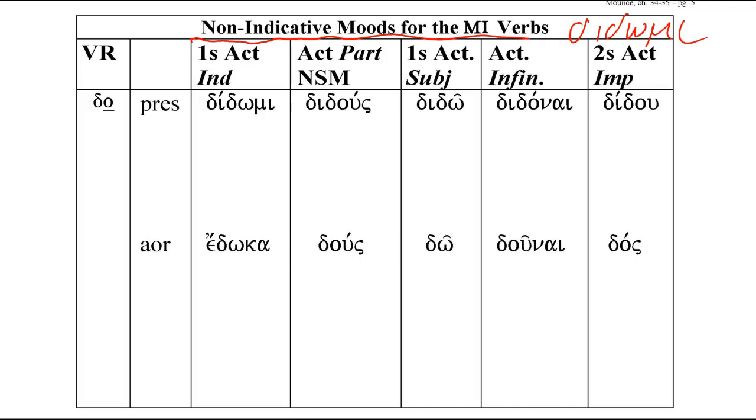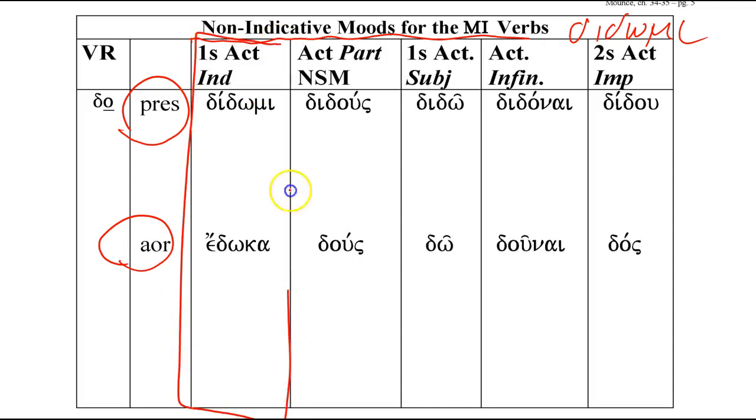The nice thing about the μι verbs is that for the non-indicative moods, you only really see two tenses being used: the present and the aorist. And remember, for non-indicative moods, there's no sense of time built into the verb. The sense of time is context dependent, as it's used in the sentence. So here's your principal part. You have δίδωμι for the present tense, and you have ἔδωκα for the aorist tense.